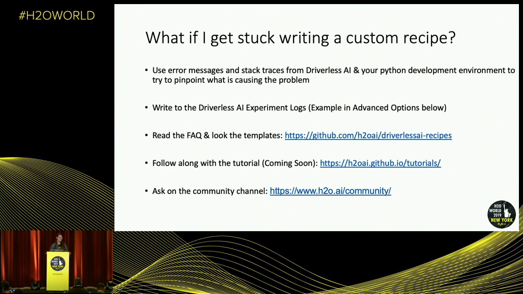And then the last thing before we jump into showing you where the templates are is what happens if you get stuck writing custom recipes. There's a couple things you can do. Error messages and stack traces from Driverless AI: if you look in the logs, or if your recipe doesn't pass an acceptance test, it will give you the full stack trace there. So sometimes that helps with pinpointing what's going on. But maybe you get that full log and it doesn't mean anything to you, and you don't know what next.